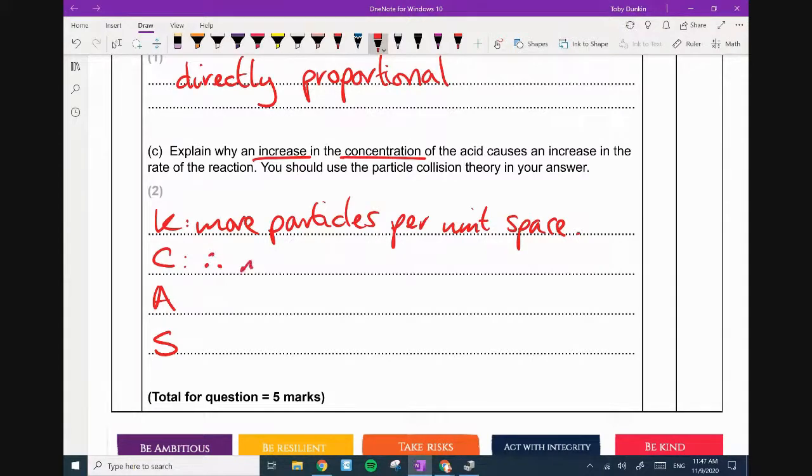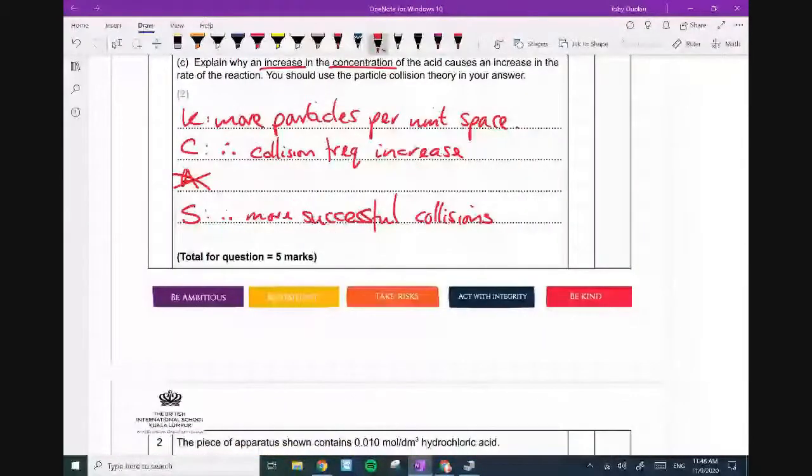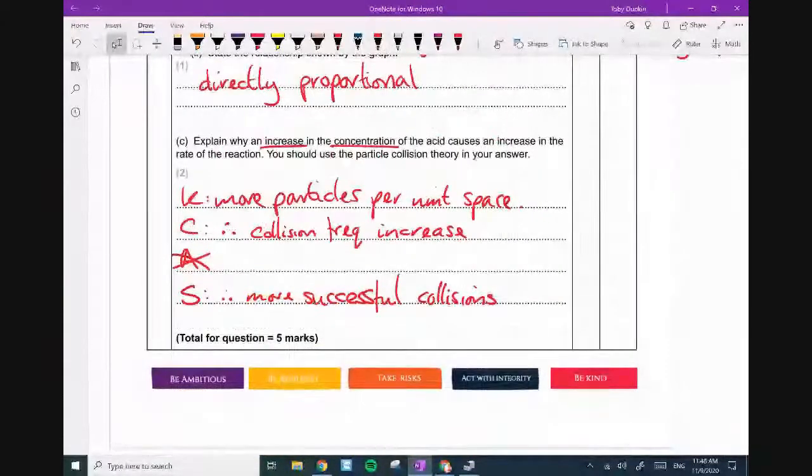Therefore, collision frequency increases. Skip over energy because we haven't changed the temperature. Therefore, more successful collisions. You've got to have all 3 to get those 2 marks. All 3 for 2. If you have 2 of them, then you get 1. If you've only got 1 of them, you get 0.